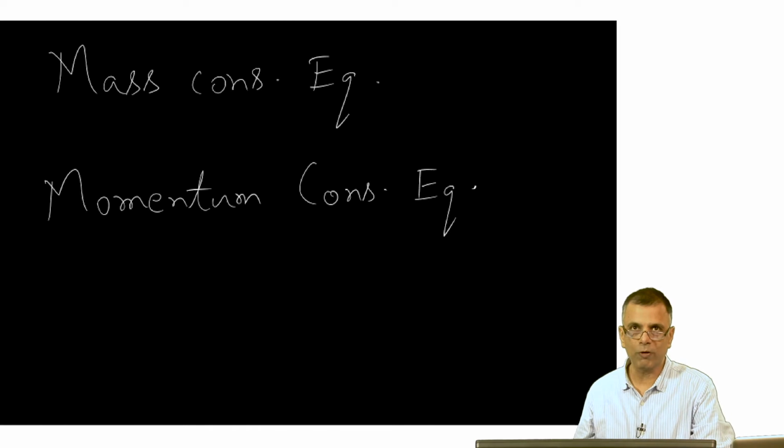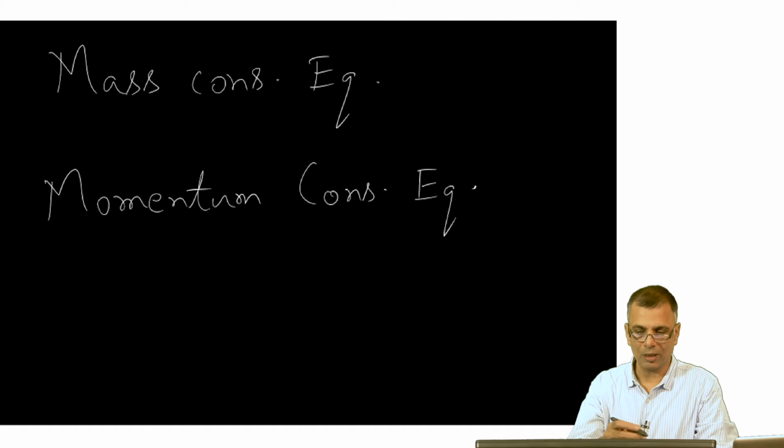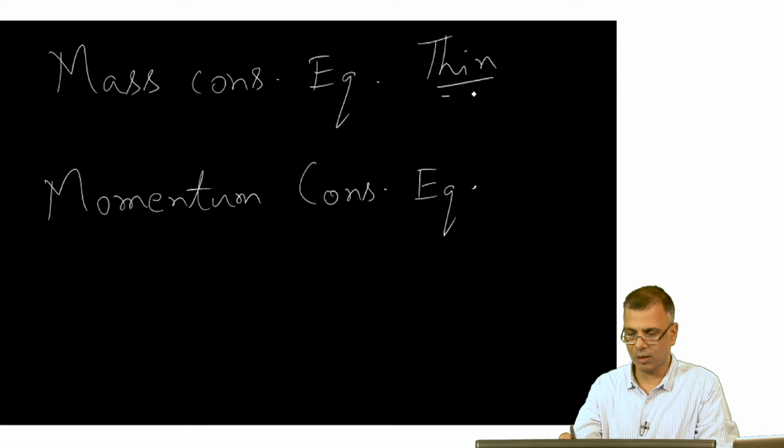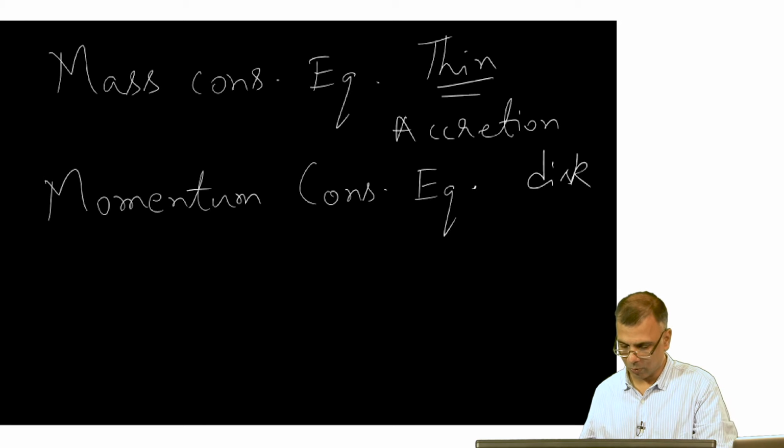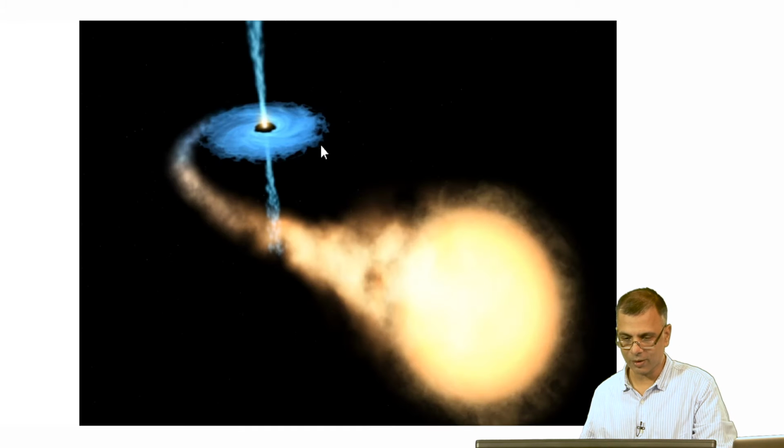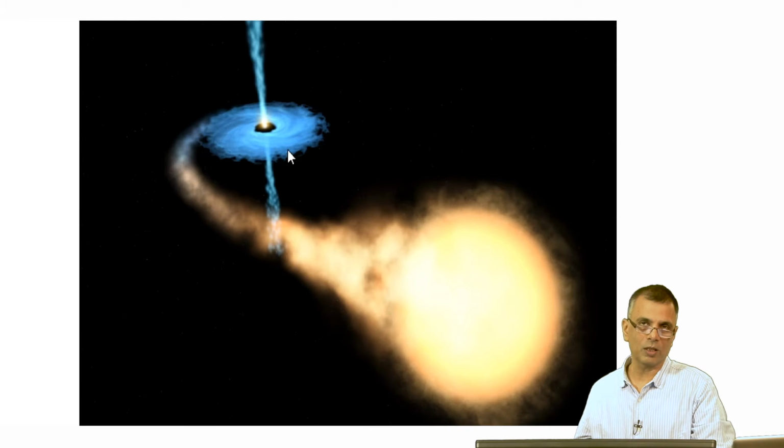Now, before doing that, we have to do a little bit of geometry, and that is we are going to be talking about a thin accretion disk. In other words, one which looks like this. What does the word thin mean to you?